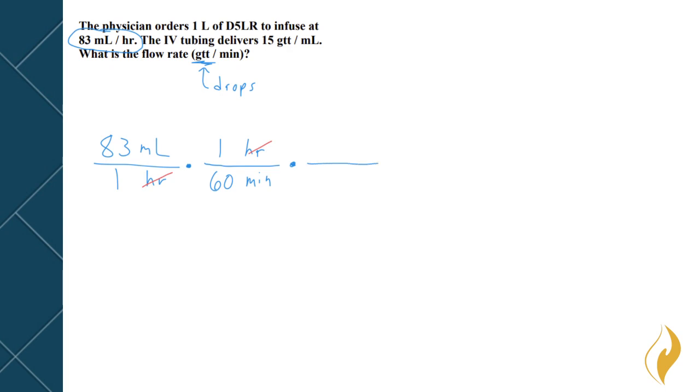They told me there are 15 drops in 1 milliliter. So 15 drops, 1 milliliter. I need to put one of these on the top of the fraction and one on the bottom. Because milliliters is currently on the top and I want to cancel it out, I'm going to put milliliters on the bottom of the fraction. So I have 1 milliliter, which is going to cancel with this milliliter in a second, and that's, again, 15 drops.